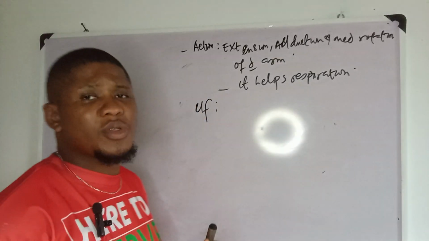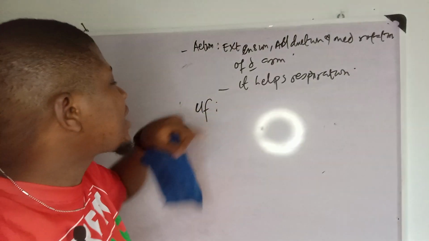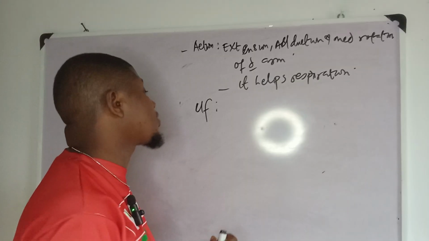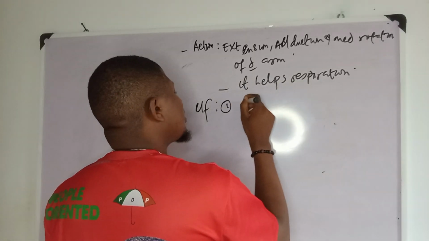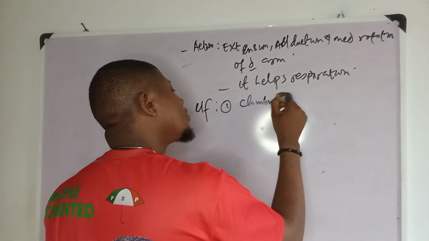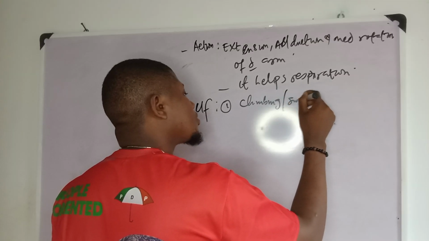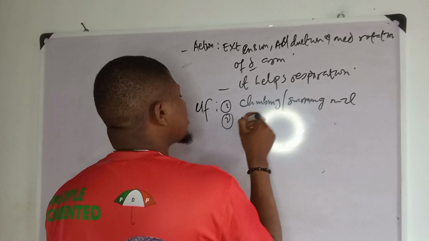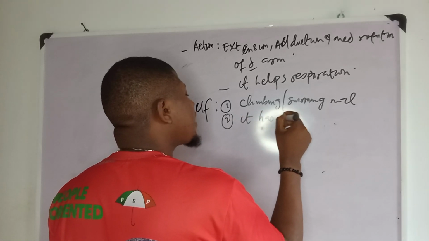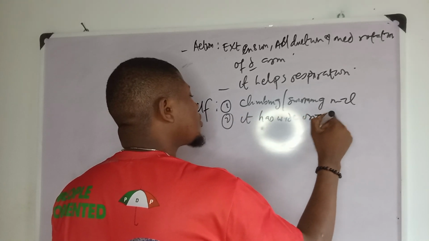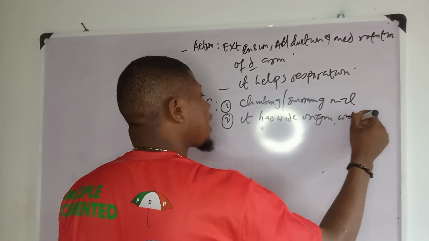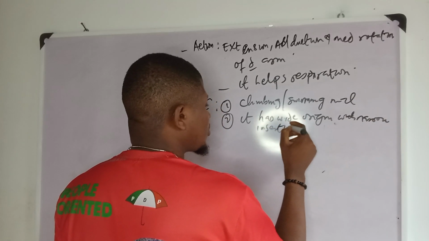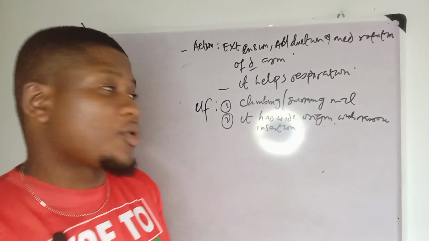The first thing about this muscle is that it's called the climbing or swimming muscle. Then the second one, it has a wide origin with a narrow insertion. Wide origin with what? Narrow insertion.